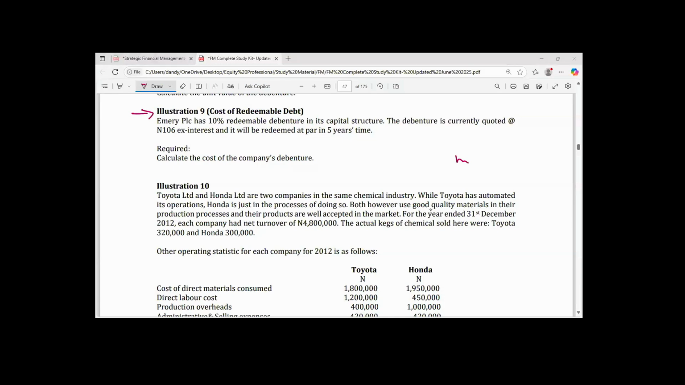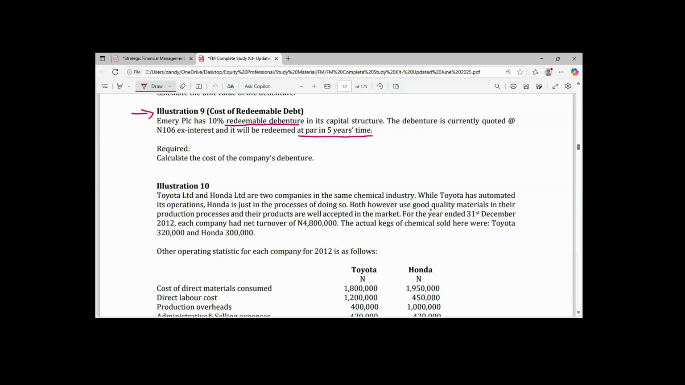Emery PLC has 10% redeemable debenture in its capital structure. The debenture is currently quoted at 106 naira ex-interest and it will be redeemed at par in 5 years' time. Required, calculate the cost of the company debenture.